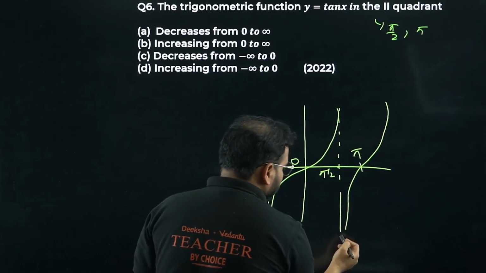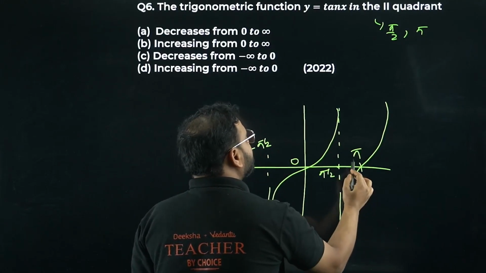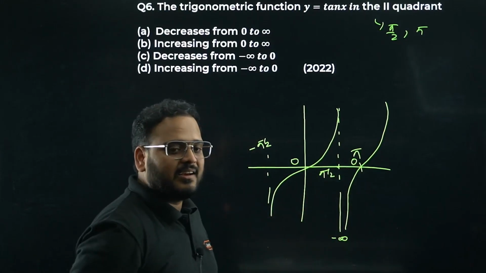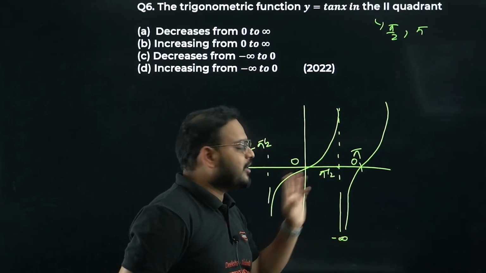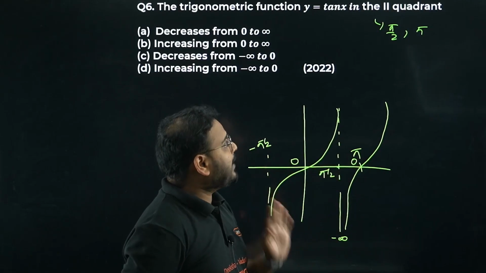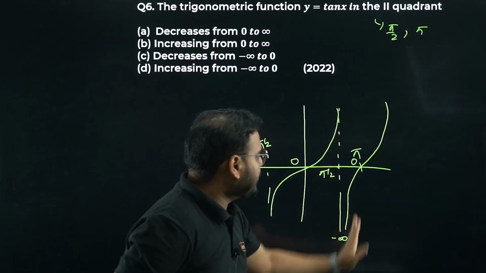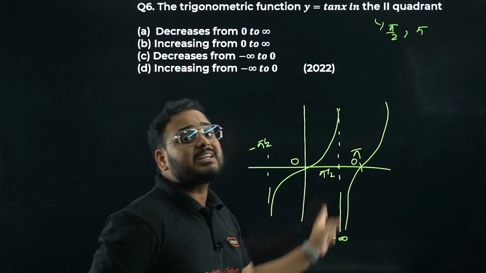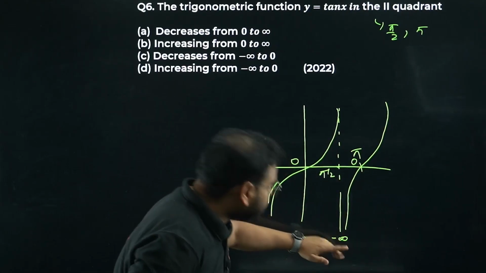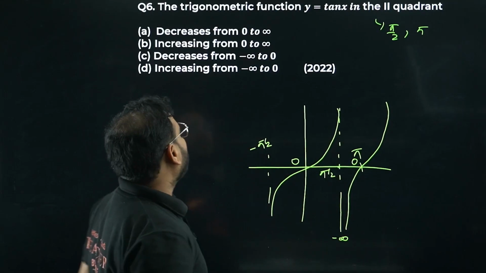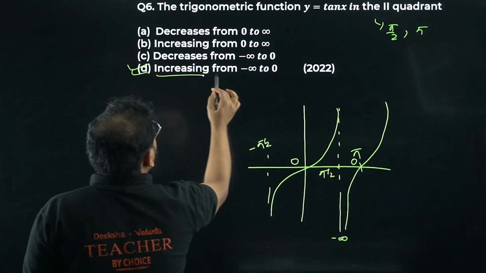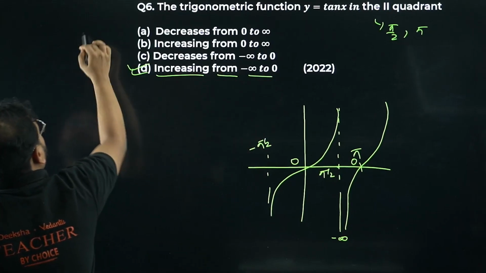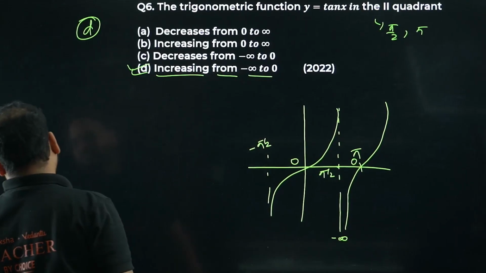So from pi by 2 it's coming from negative infinity to 0. It is increasing, right? Increasing from negative infinity to 0. Value was negative infinity at pi by 2, going to pi, second quadrant, pi by 2 to pi. The value is increasing from negative infinity to 0. Answer is going to be increasing from negative infinity to 0. Option D looks good. Option D is correct. 6th is done.